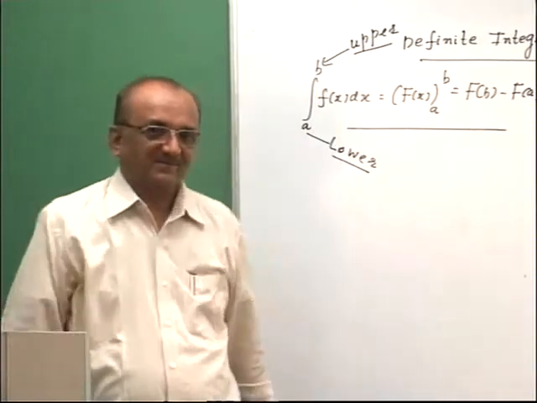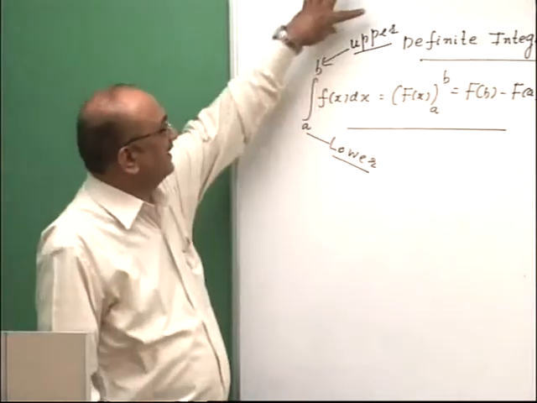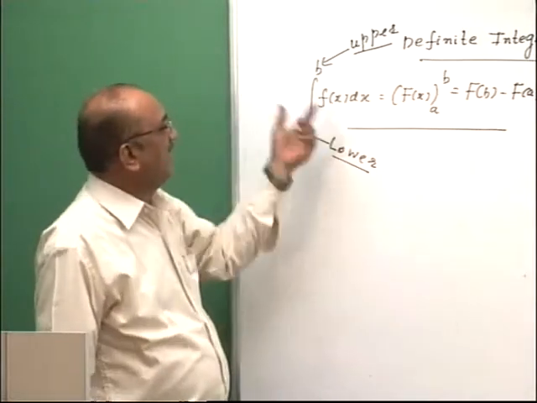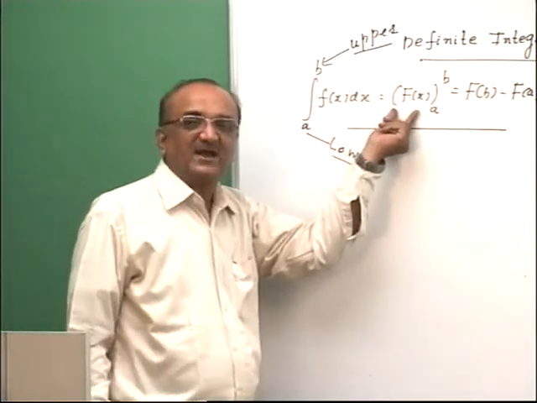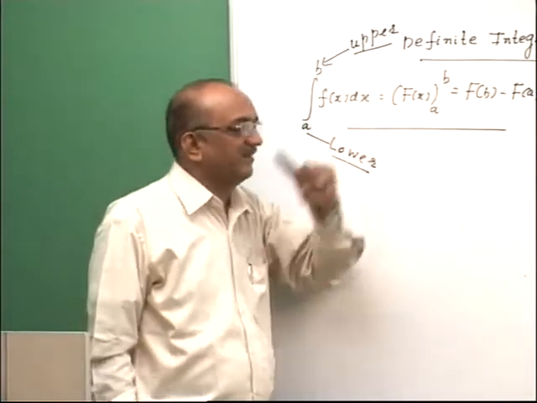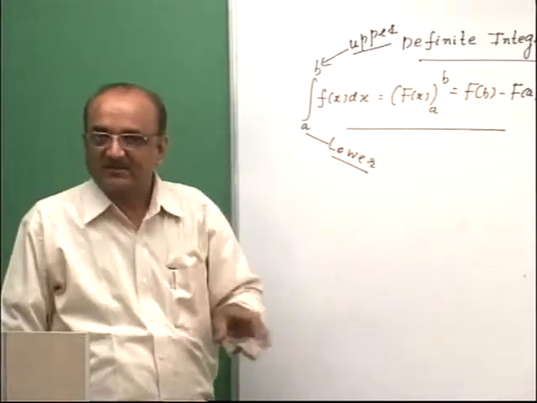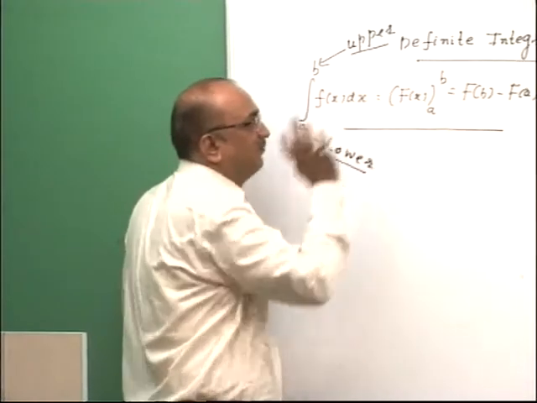Clear? This a is said to be the lower limit of integration and b is said to be the upper limit of integration. Lower to upper, f(x) dx. The integration of f(x) is capital F(x), running from a to b. This is a new point of this chapter. Only new point of this chapter. The integration of f(x) is capital F(x), running from a to b.